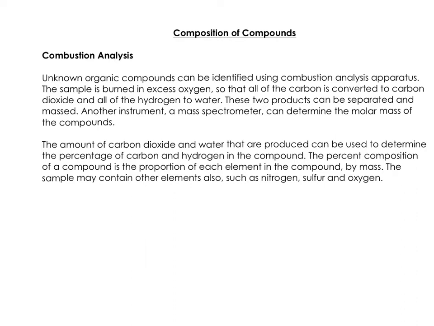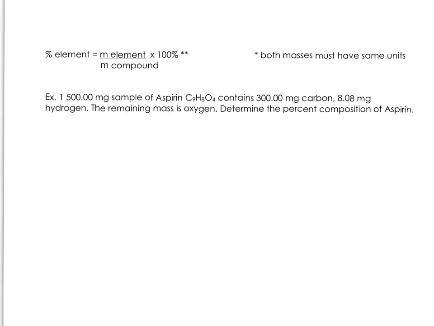Another instrument, a mass spectrometer, can determine the molar mass of the compounds. The amount of carbon dioxide and water that are produced can be used to determine the percent carbon and hydrogen in the compound. The percent composition of a compound is the proportion of each element in the compound by mass. The sample may contain other elements also, such as nitrogen, sulfur, and oxygen. So to figure out the percent for the element, you take the mass of the element and you divide it by the mass of the compound and you multiply it by 100%.